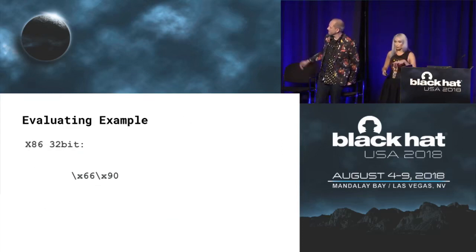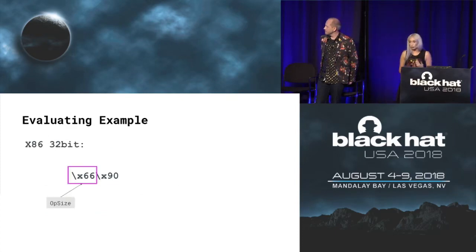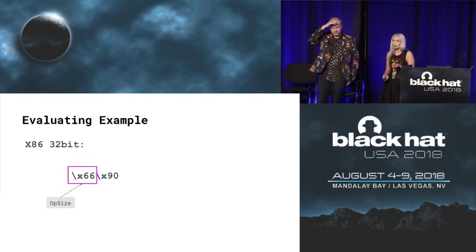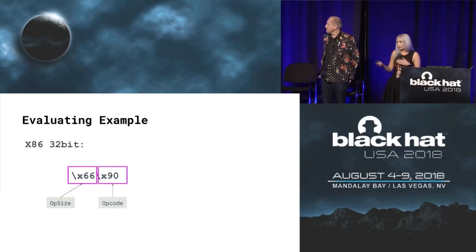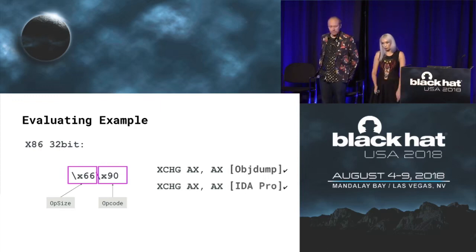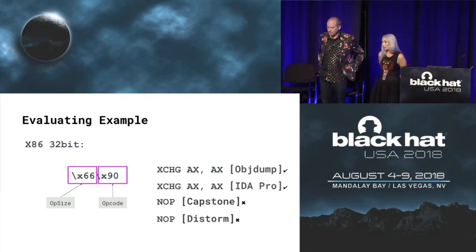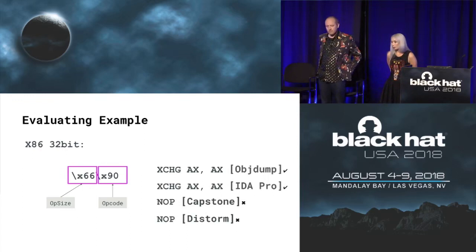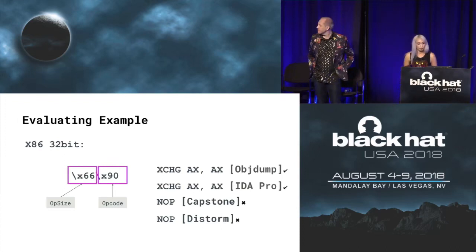So here's an example of evaluating some of the assembly. We have an x86 32-bit instruction here, where hex 66 is the operand size prefix, which tells it whether to go lower or smaller or bigger, and then the opcode. Generally 90 means NOP, but in this case, objdump reports it as exchange AX, AX. IDA Pro also does this correctly, but Capstone and Distorm report it as not. Sometimes you want that information to be correct across all of them, but it's minor changes in specific instructions.